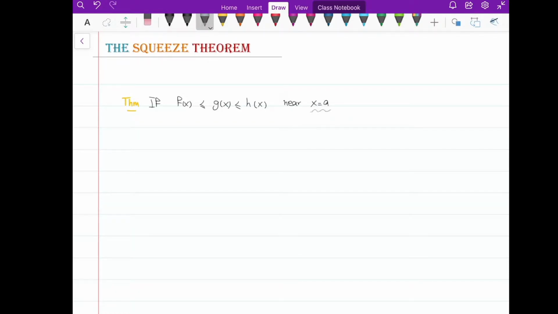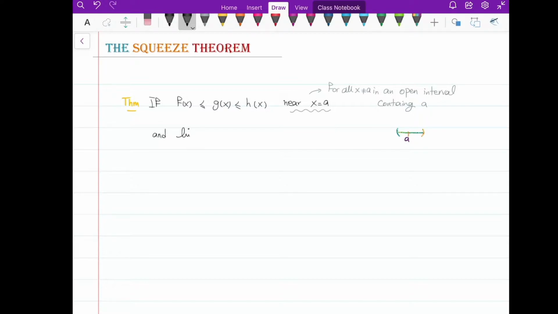What do I mean by near x equals a? Basically, I mean for all x, not necessarily a itself, in an open interval containing a, which means that I have an interval that a is in, and on all the x's on this interval I have this inequality.